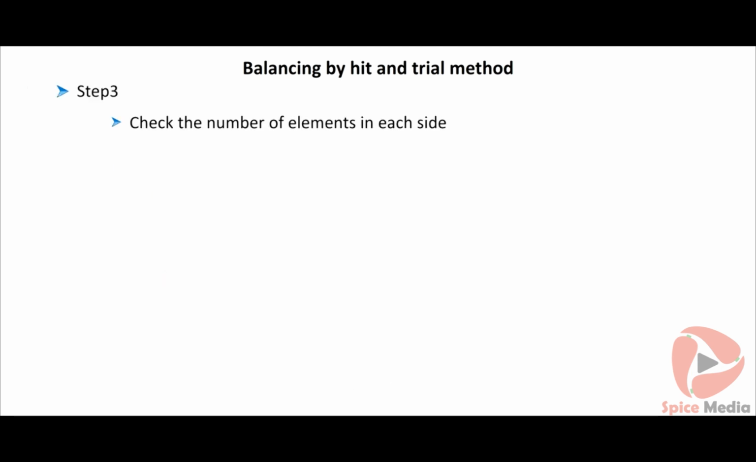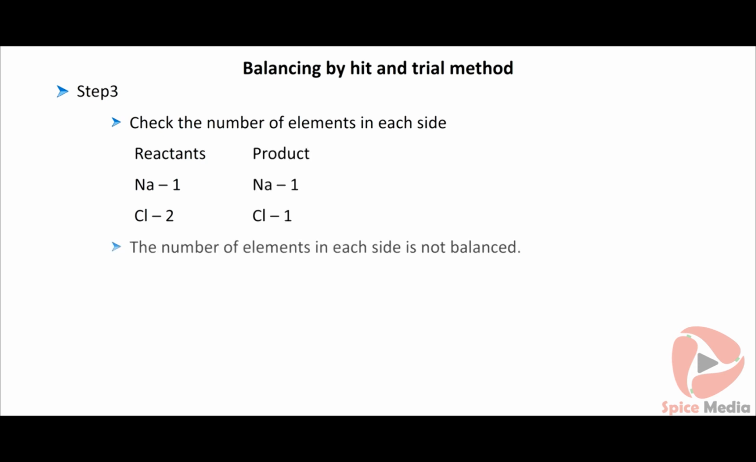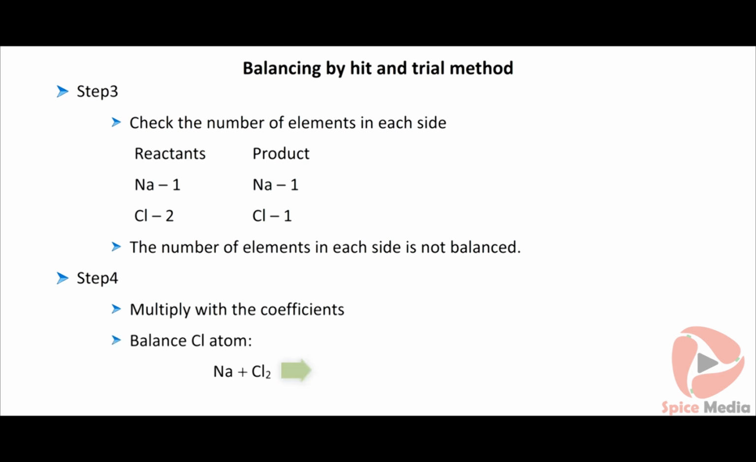Check the number of elements on each side. Reactants: Na 1, Cl 2. Products: Na 1, Cl 1. The sodium atom is balanced. The chlorine atom is not balanced. Step 4. Multiply with the coefficients. Use hit and trial method. Chlorine has 2 atoms on the reactant side, but only 1 chlorine on the product side. Therefore, the atoms of chlorine on the product side must be multiplied by 2.